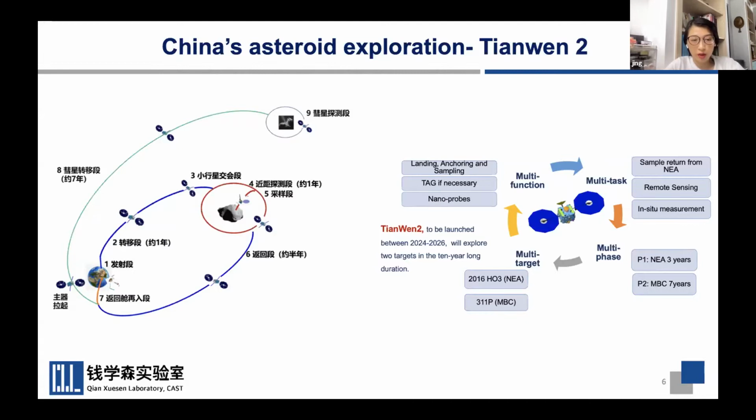The mission we are working on is called Tianwen 2, after Tianwen 1 to Mars. China has named all its deep space missions Tianwen, so Tianwen 1, 2, 3, 4.